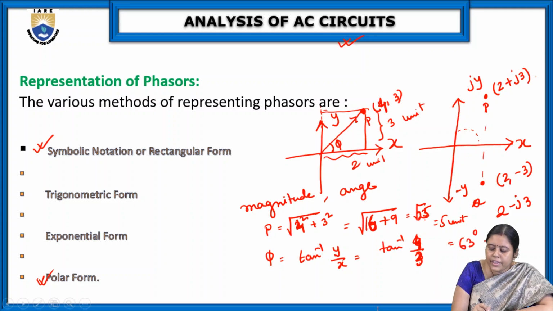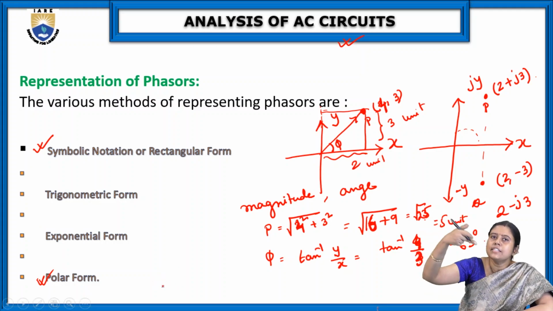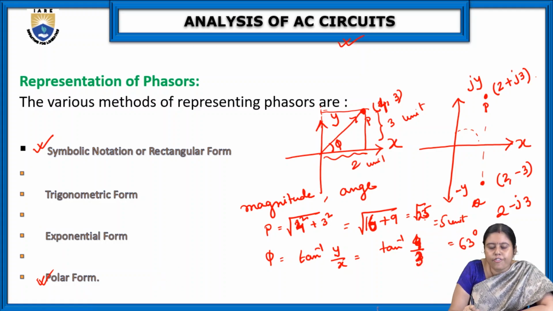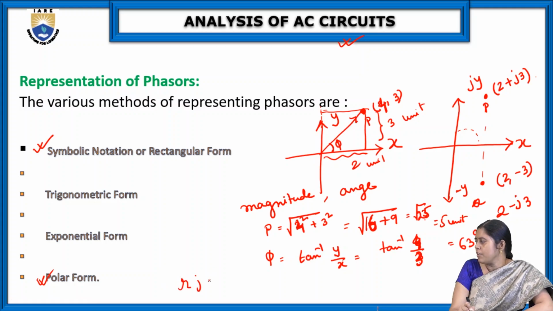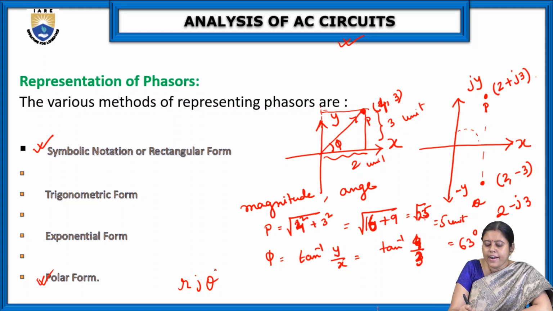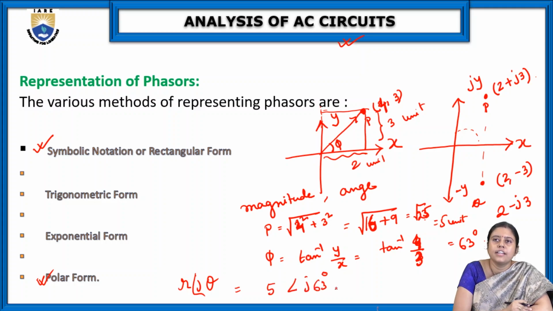So how to write the polar form? Polar means the circle. The general form is r at an angle theta, magnitude at an angle. So here it is 5 at an angle 63 degree. This is called the polar form.